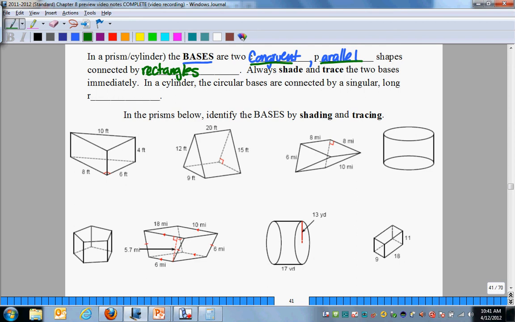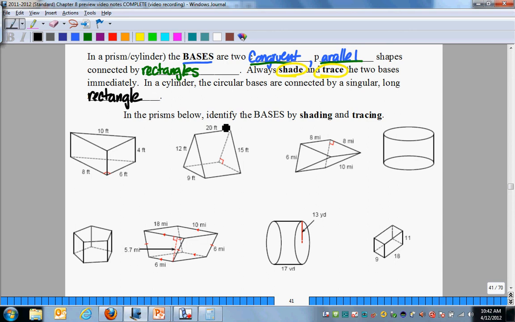I beg you, always be in the habit of shading and tracing the two bases right off the bat, immediately, as soon as you see a prism. Shade the two bases and trace the two bases, the edge of them. In a cylinder, the circular bases are connected by a singular long rectangle. But technically, it's still a rectangle.